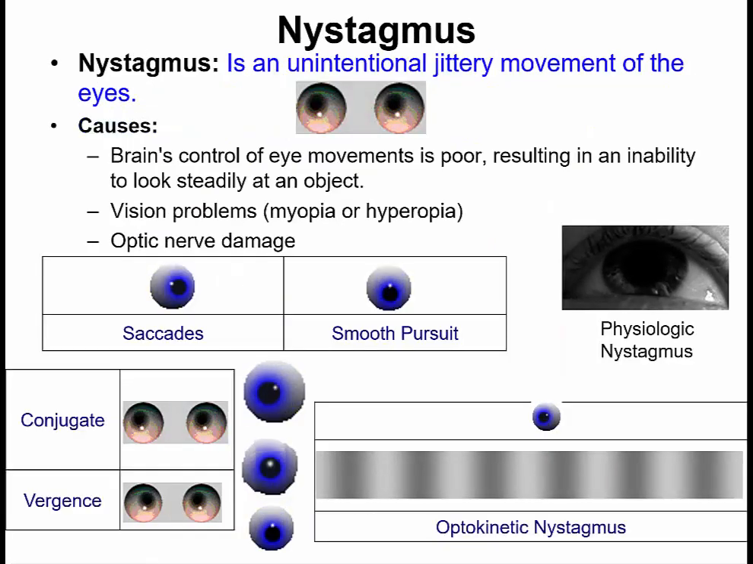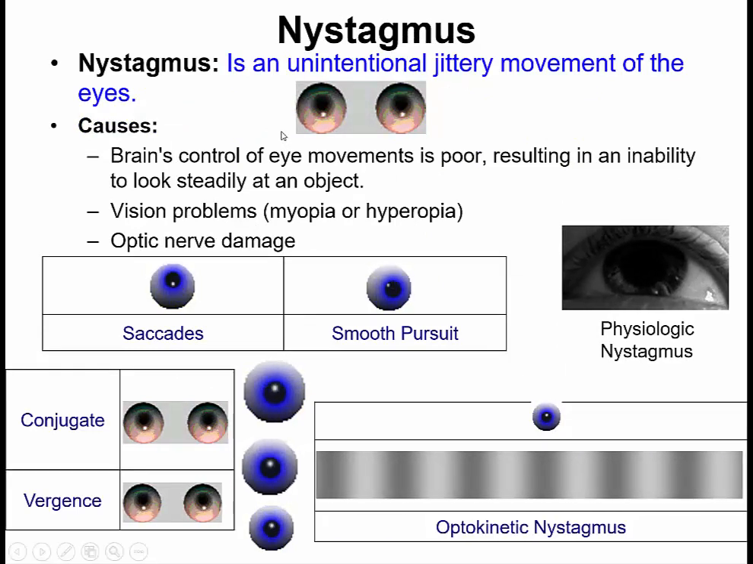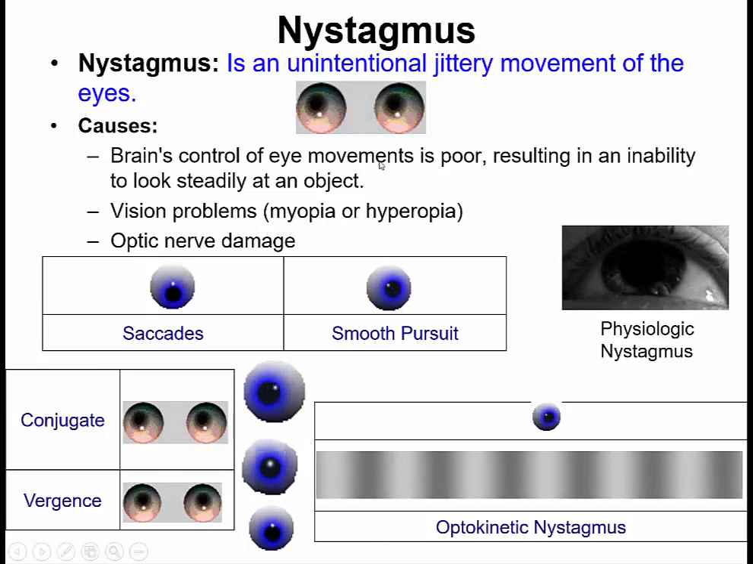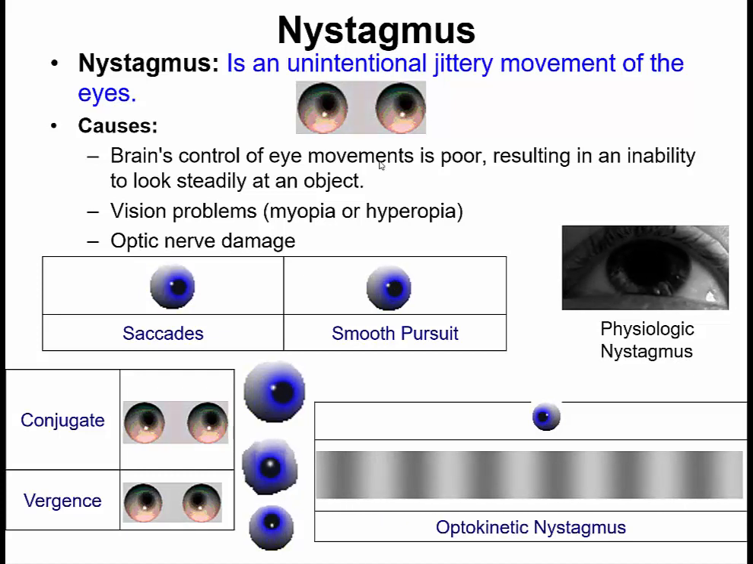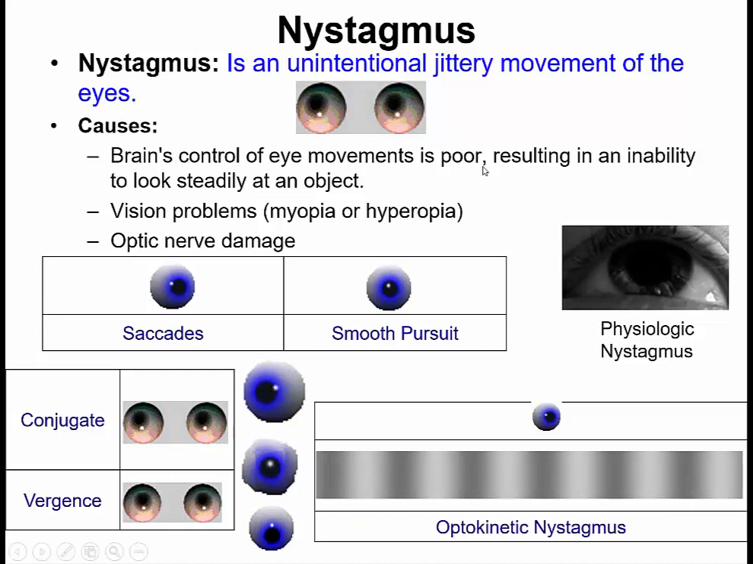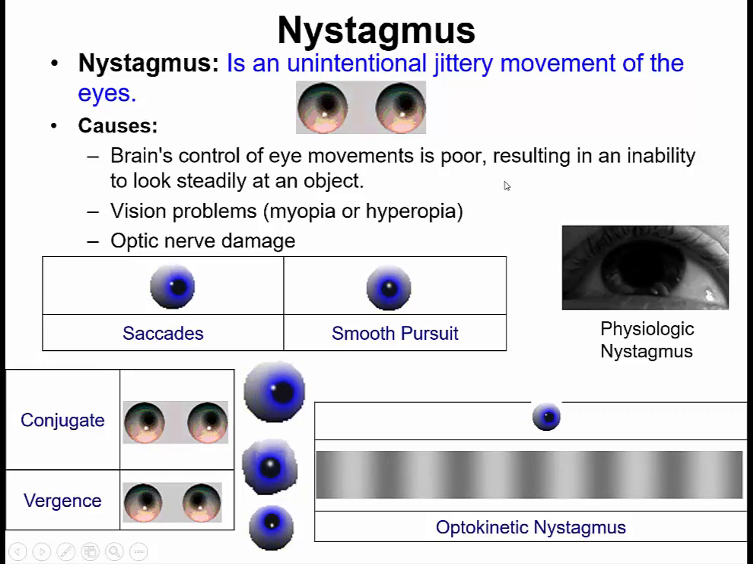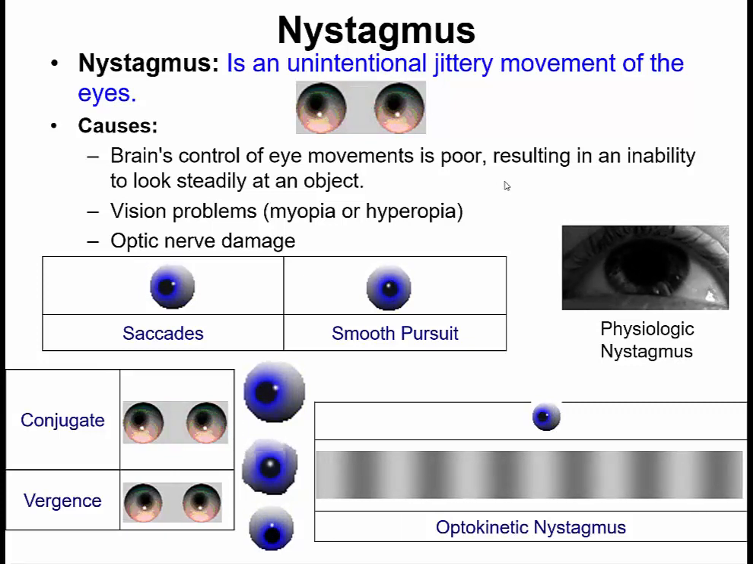Nystagmus is an unintentional jittery movement of the eyes. You have this when the brain's control of eye movement is poor. It results in inability to look steadily at an object, and this can result from visual problems such as myopia or hyperopia. It can also be due to optic nerve damage, and this is where you see the eyes shaking back and forth very rapidly, and that can come and go.